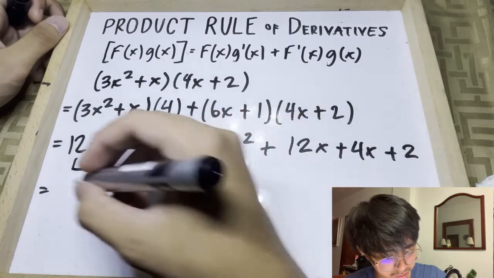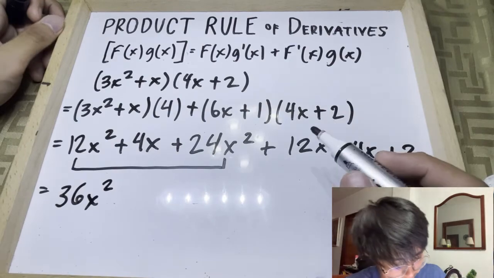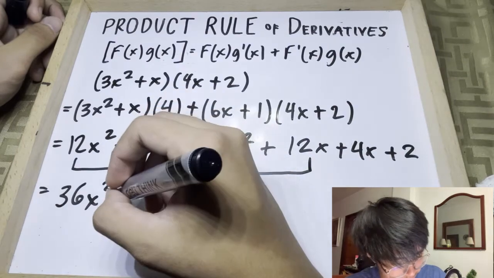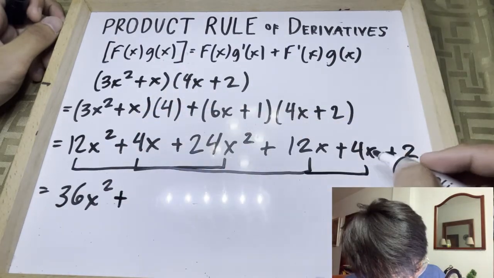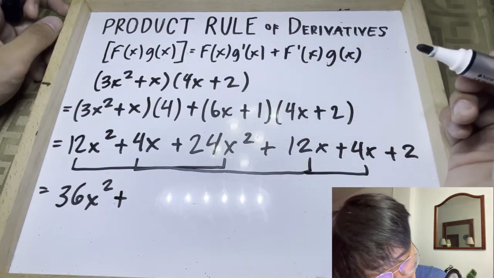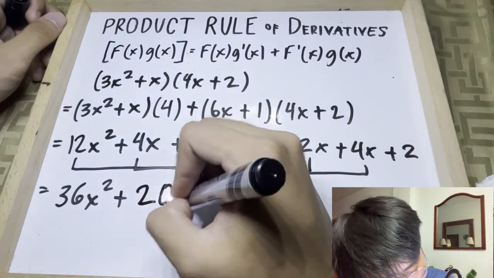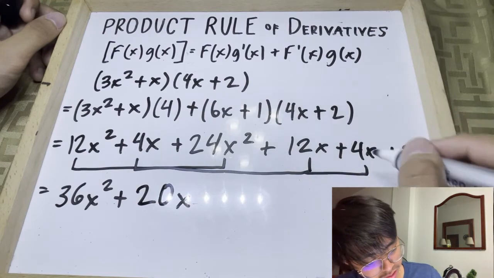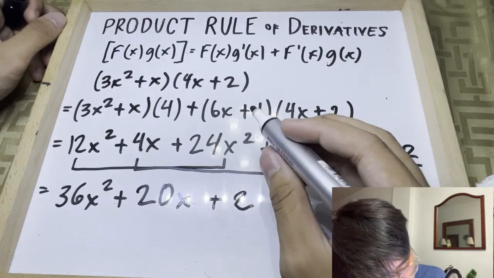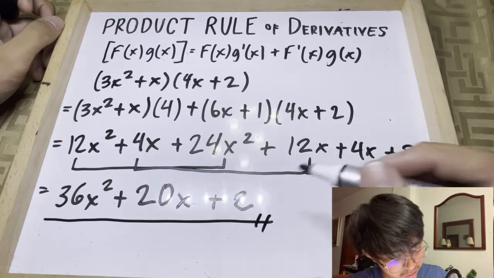Here, you can see it is 36x squared. And here's another one. Plus, 4x plus 12x is equal to 16x, plus 4x is equal to 20x. And lastly, we copy the last term, which is 2, since it doesn't have any like terms. And there we go.